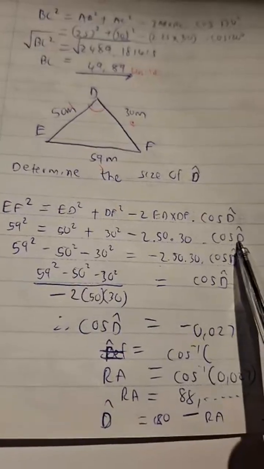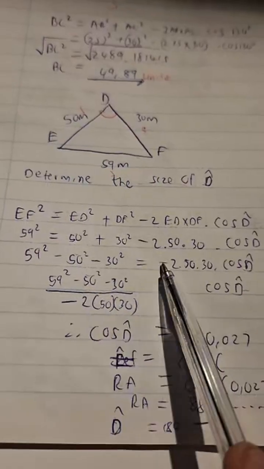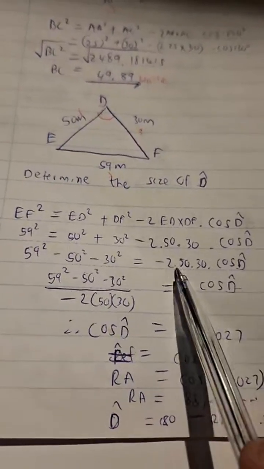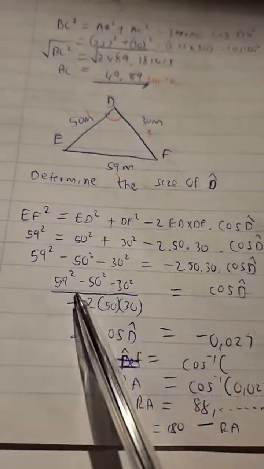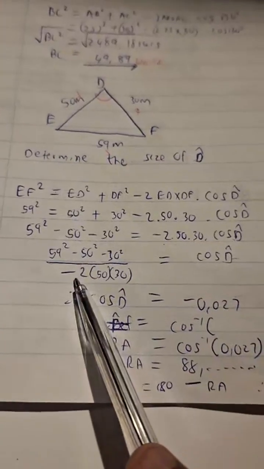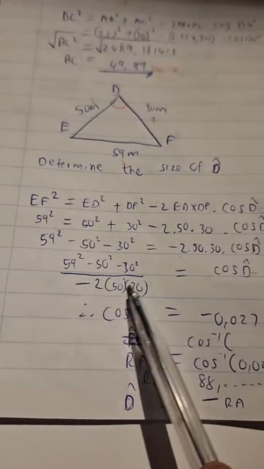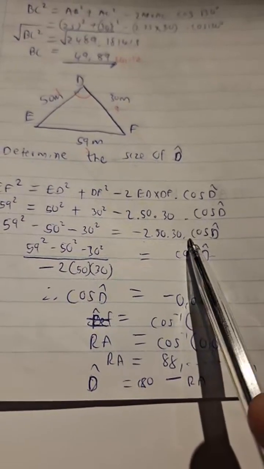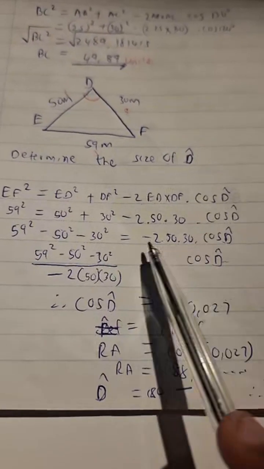So when we are at this point, we can divide both sides by negative 2 times 50 times 30. What we do on the left, we do on the right, or what you do on the right, we do on the left. That's why we divide by negative 2 times 50 times 30 on this side. We did that for the left and for the right as well, and that led to the cancellation of the negative 2, the 50, and the 30, isolation of cos D. So cos D is now isolated.